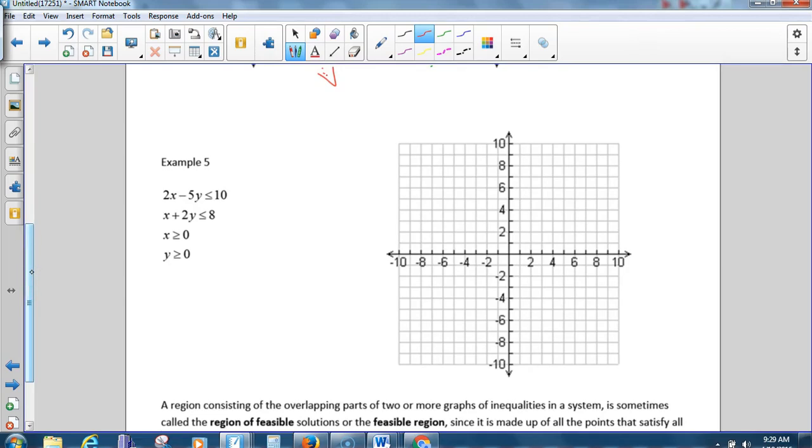Okay. Now, we have 4 different graphs. 2x minus 5y is less than or equal to 10. So I'm going to use the cover-up method. Cover up the 2x, I get -5y. Divide by that, I'm going to get y of -2. So that's (0, -2). I'm going to cover up the y and get x of 5. That's (5, 0). So my 2 points are (0, -2) and (5, 0). It's a solid line.